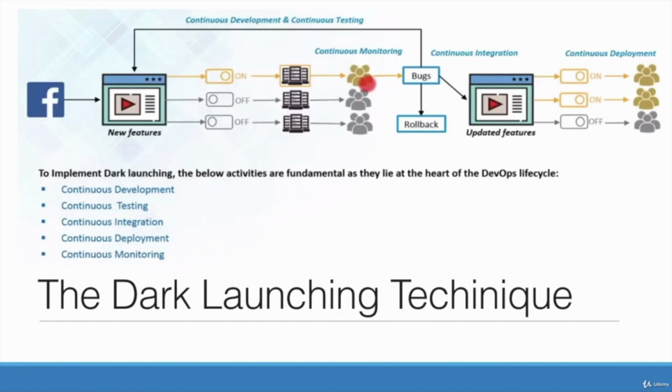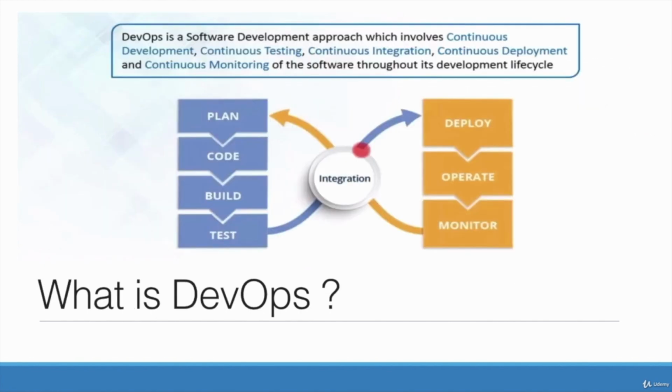So this is basically the implementation of the dark launching technique, the activities or the fundamentals of the DevOps lifecycle. And the DevOps lifecycle is all about continuous deployment, continuous development, continuous testing, continuous integration, and continuous monitoring. Right? So this is the phase which started the DevOps. Now we learn about the DevOps.